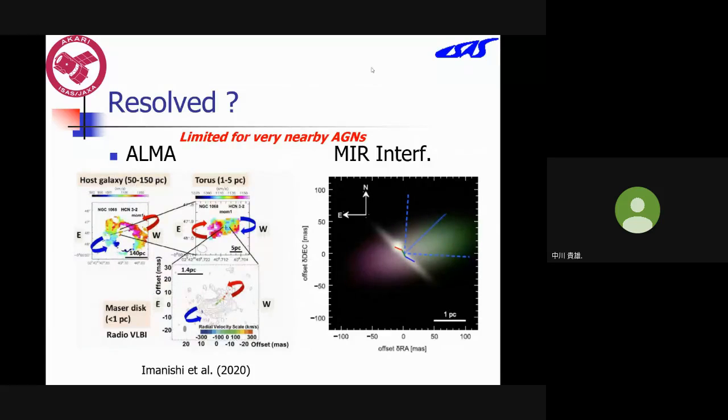Now, the advent of ALMA enabled spatially resolved observation of the molecular torus, but it is pretty much limited to very nearby AGN like NGC 1068. Also, mid-infrared interferometry has started to show some of the structures. All of this information shows that we do have some anisotropic distribution of material around the active galactic nuclei, but it is still very difficult to prove what is happening inside the molecular torus.